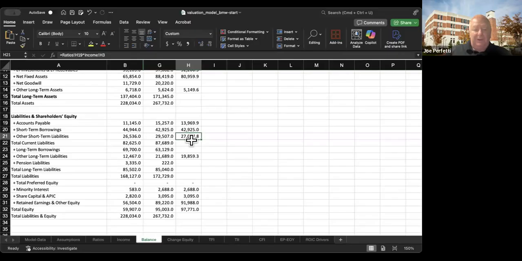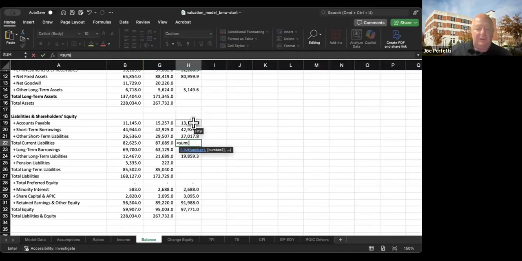Well, now I can solve for my current liabilities. Equals the sum of the 3 above. Current liabilities are accounts payable plus short-term borrowings plus other short-term liabilities.